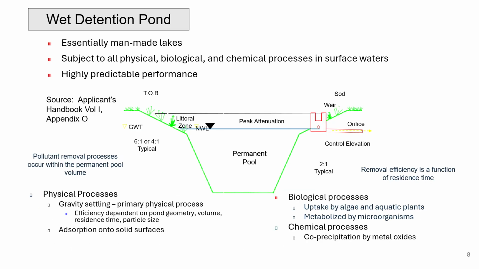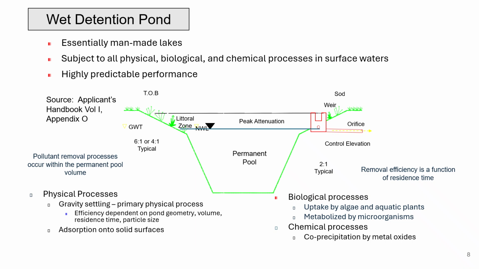The wet detention pond is essentially a man-made lake designed specifically for pollutant removal. These systems rely on processes that occur within a permanent pool of water. They are subject to all the natural physical, biological, and chemical processes found in surface waters, which contributes to their highly predictable performance in removing pollutants. Looking at the diagram, you can see key design features that facilitate these processes. The permanent pool is crucial, as it's where much of the treatment happens.